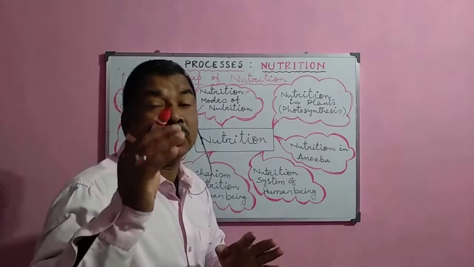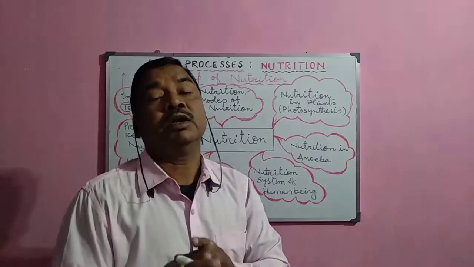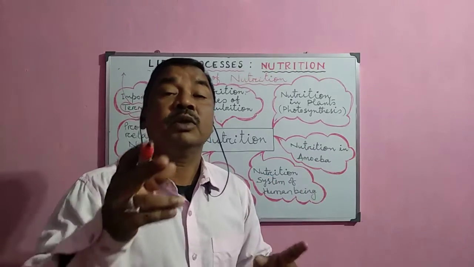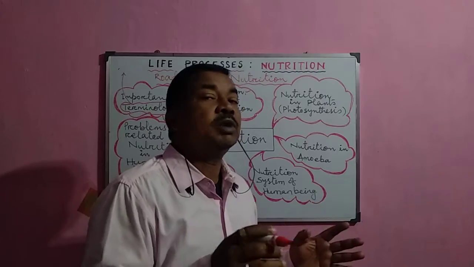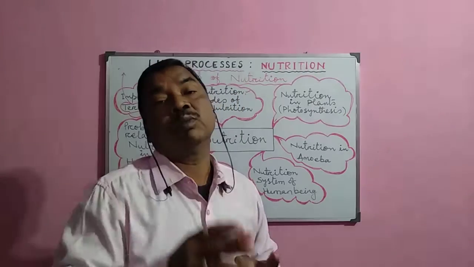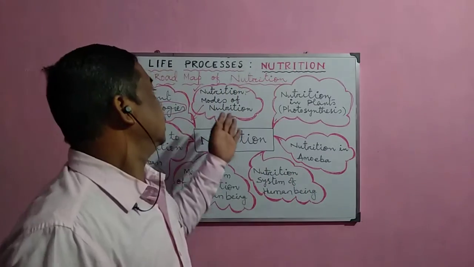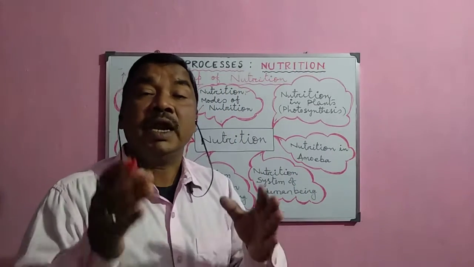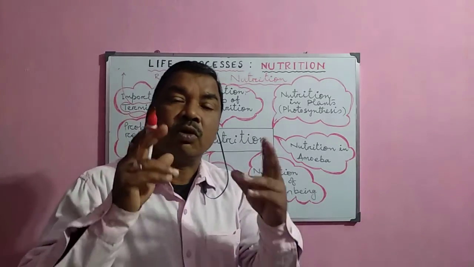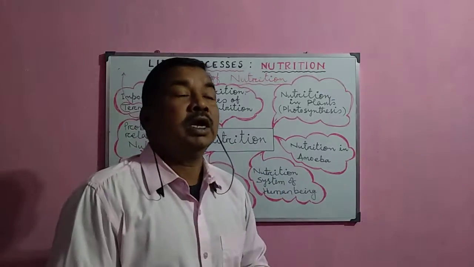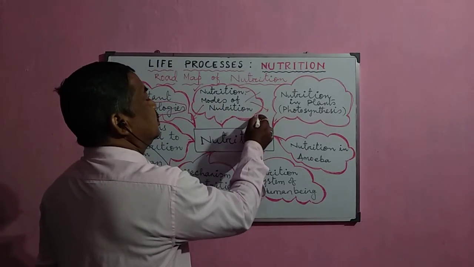Sometimes some lower organisms also prepare their food materials, but the source of energy is not the light, but some chemical energy is utilized, like your sulfur bacteria. So these are called the autotrophic mode of nutrition, and the organisms are called autotrophs. But there are the animals which are heterotrophs, or the mode of nutrition is called heterotrophic mode of nutrition. And there are different types of heterotrophic mode of nutrition we shall discuss here.